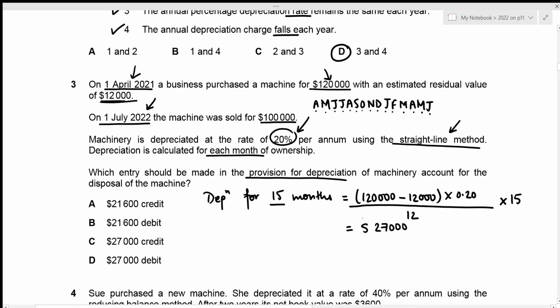Okay. And we need to figure out the entry which would be made in the provision for depreciation of machinery. And whenever we're preparing the provision for depreciation of machinery, we put our total accumulated depreciation of the disposed asset on the debit side, which means that our entry is just going to be 27,000 on the debit side. And this is given in option D, so that will be our correct answer. This concludes question number 3. We can now move towards question number 4.